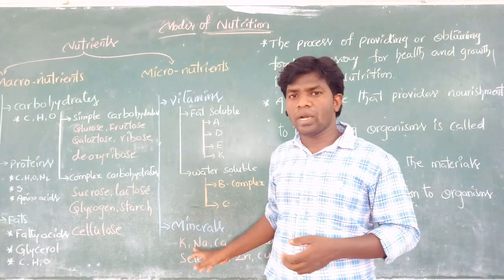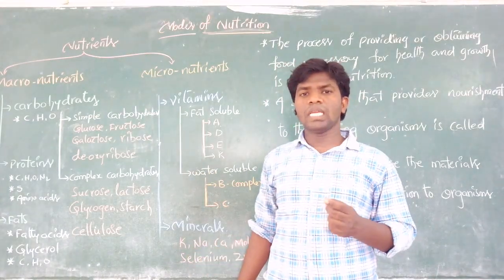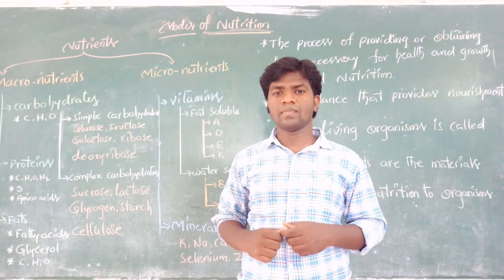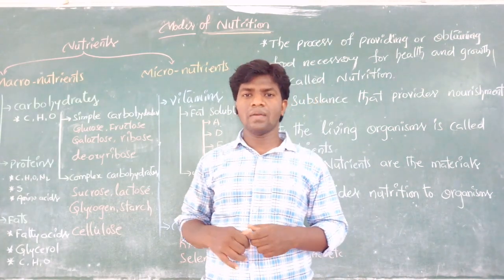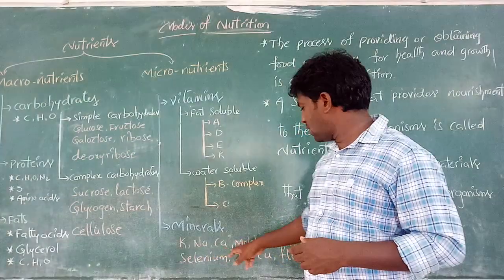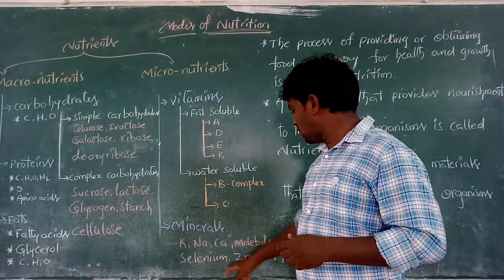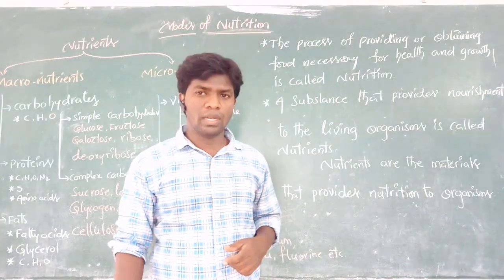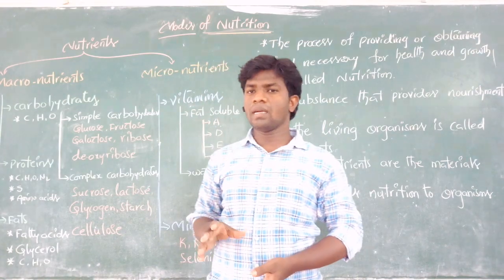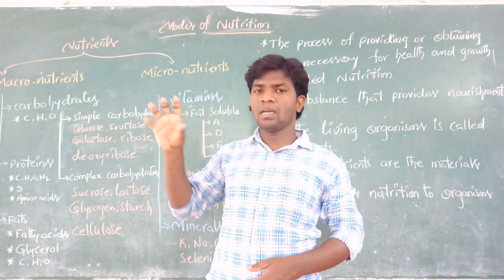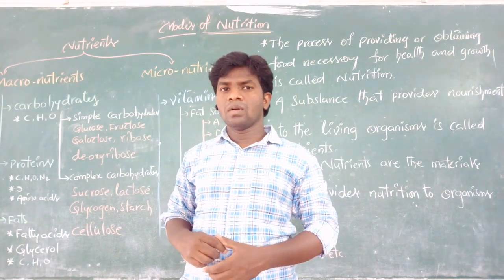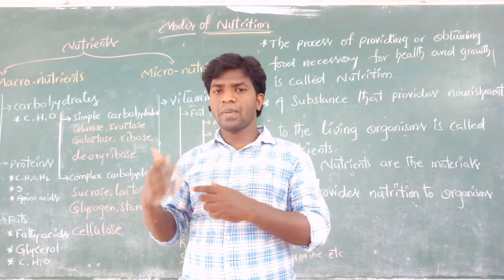And next, coming to minerals. Nearly 50 types of minerals are present in the human body. Some of the minerals I will tell: potassium, sodium, calcium, molybdenum, selenium, zinc, copper, fluorine. These are some examples of minerals. Clear? This is the brief introduction of nutrients. I will explain the complete details in the coming session.